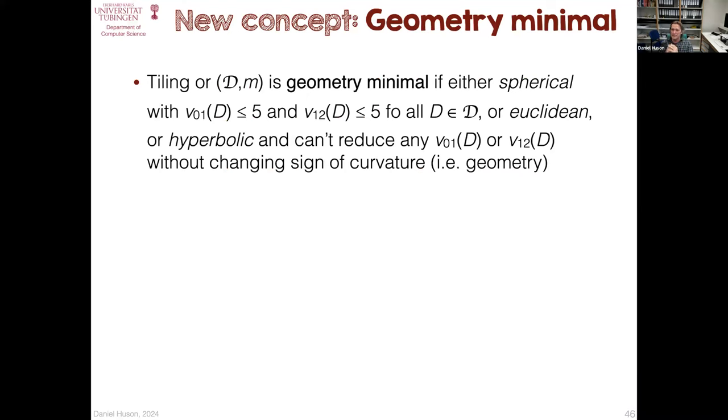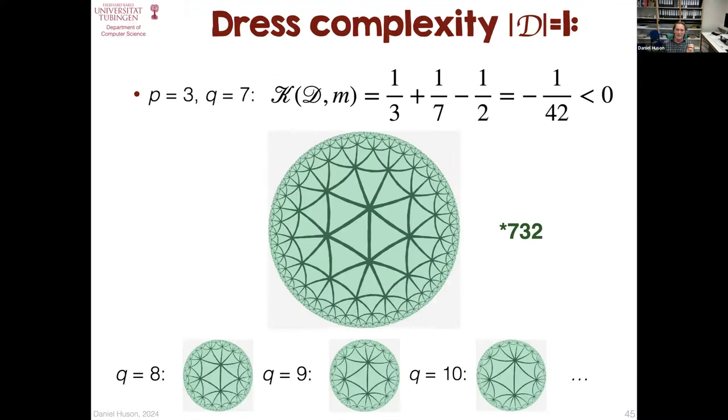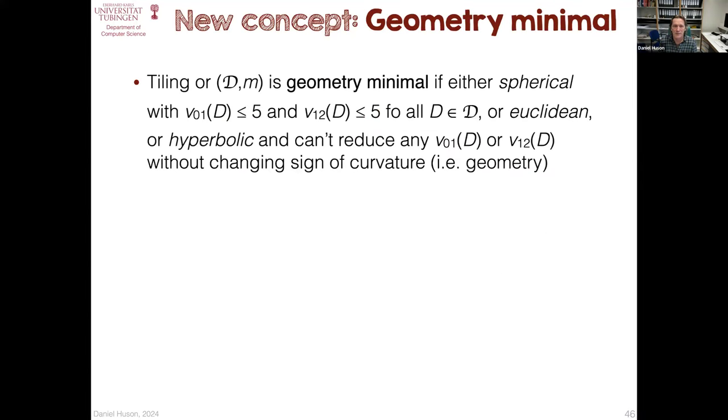Okay, so we wanted to classify tilings, and the thing about hyperbolic is that there are infinite families. So if star 732 is a hyperbolic tiling with this group, in this particular case there's also a tiling like this, this, and this. And so we're going to say a tiling is called geometry minimal if you can't reduce one of these numbers without changing the geometry that you're in.